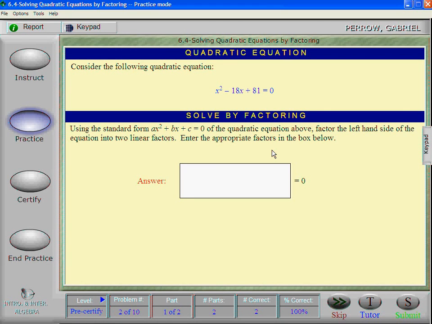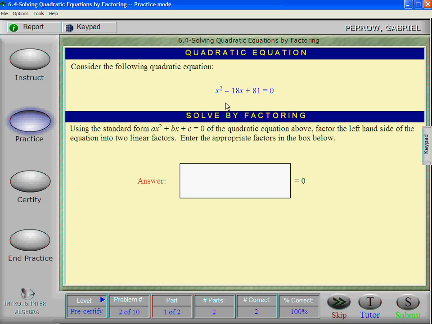Okay, we've got x squared minus 18x plus 81 equals 0. So remember when you're talking about factoring, and it applies to solving these problems, you're going to have to get it set equal to 0, which in this case it already is. And when you look at what we have to work with here, we can do this one without making use of the tutor to show the steps, because the greatest common factor is 1, so we can work with what we've got here.